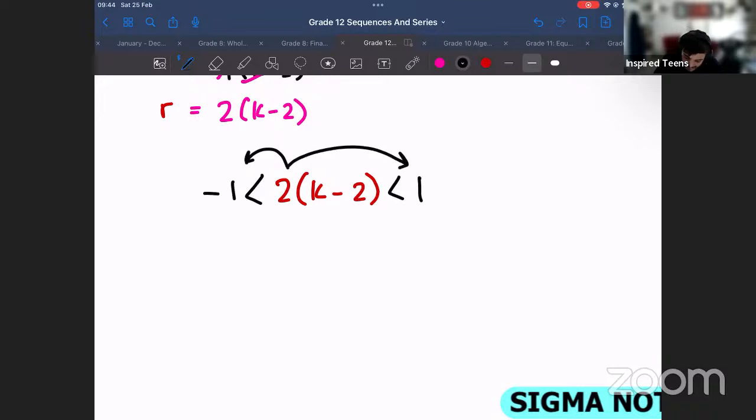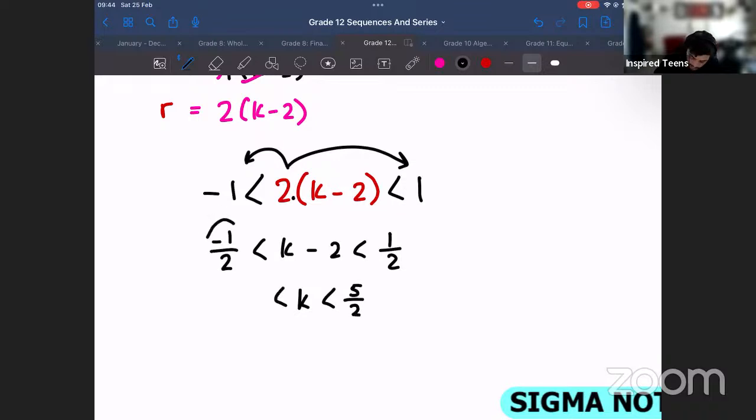Firstly, this 2 is a multiplication. So I take it over as division. So I say -1 over 2, and I say 1 over 2. So I divide both sides by 2. Thereafter, I take this positive 2 over as addition. So I say k is less than a half plus 2, which is 5 over 2. And -1/2 plus 2 is going to be 1.5, which is 3/2.